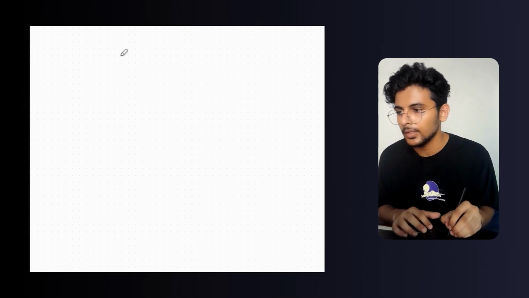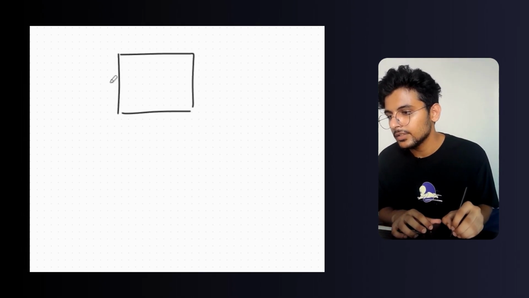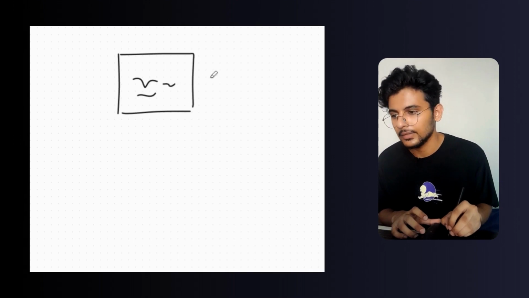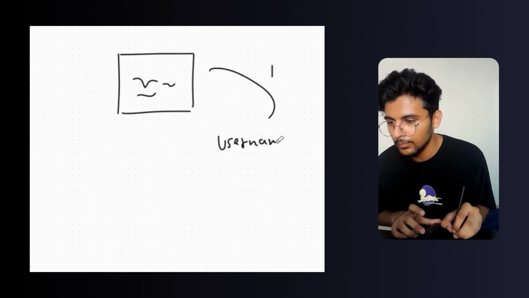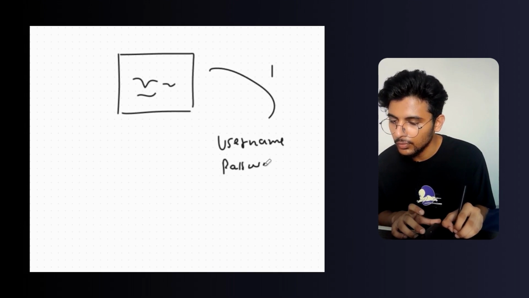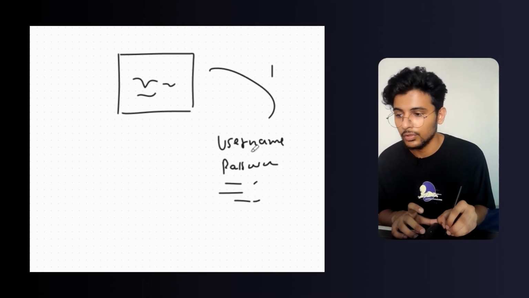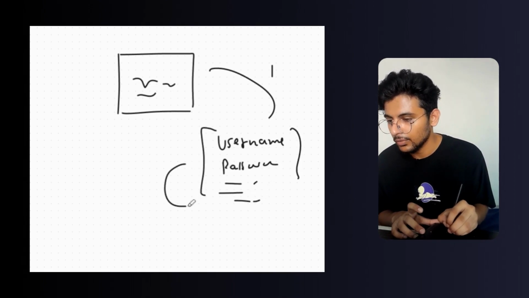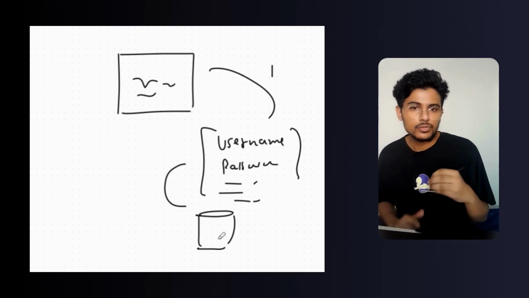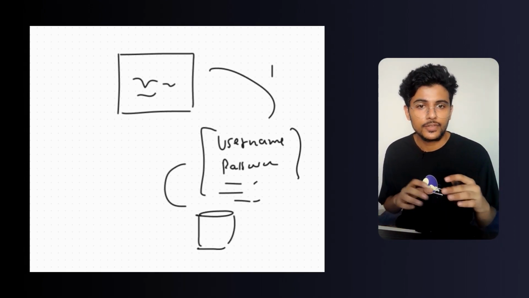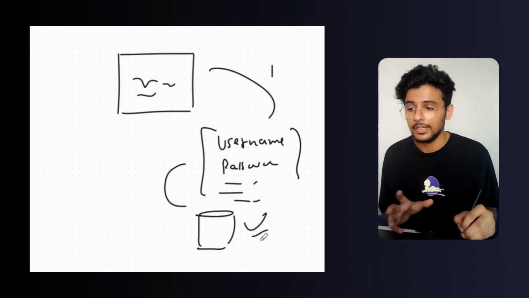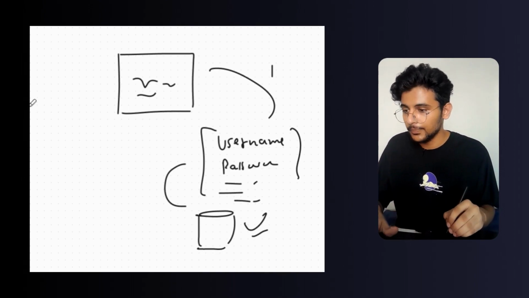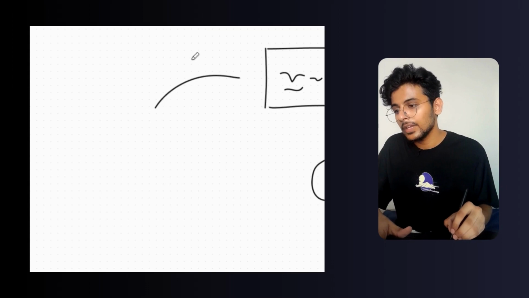If you want to sign in a user into your application, you can use one of these methods. Imagine this is your application. First thing you can do is ask the user to manually fill in details like username, password and all sorts of information which is relevant for your application. Then you can store this information in your database. When the user visits your website again, you can ask, okay, first tell me your username and password. If those details match with the information stored in your database, then you can say, okay, you can sign in into your account.